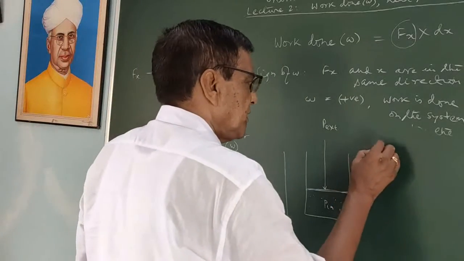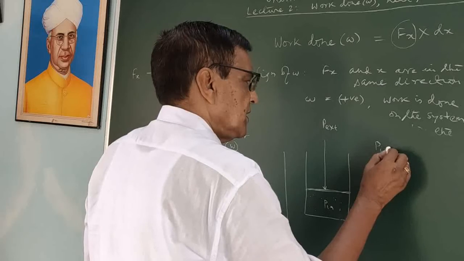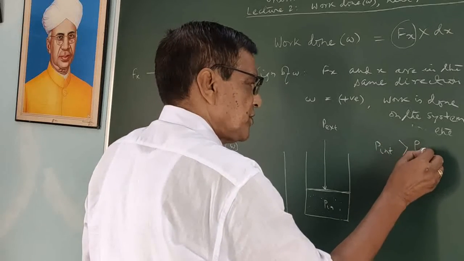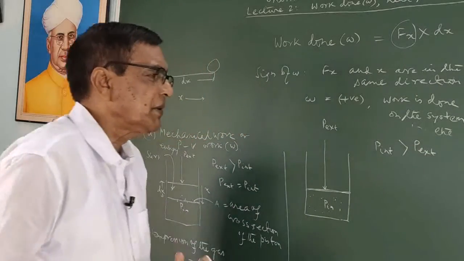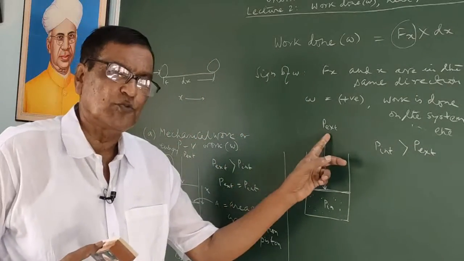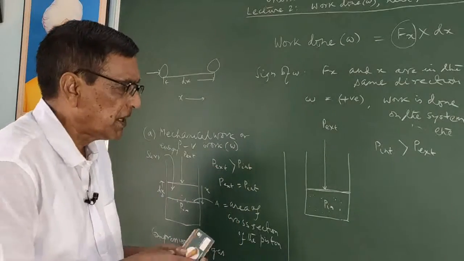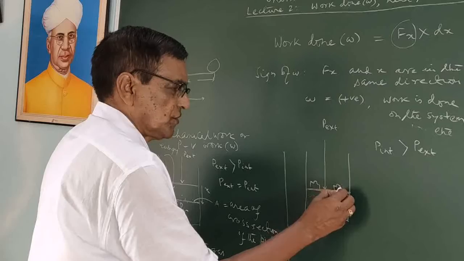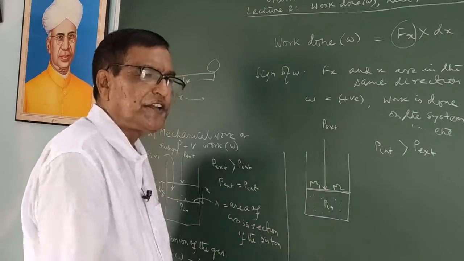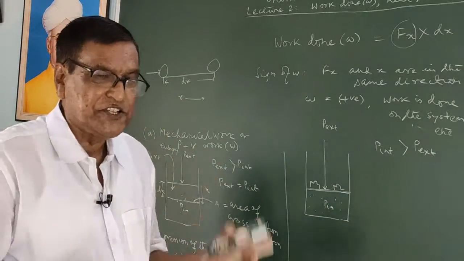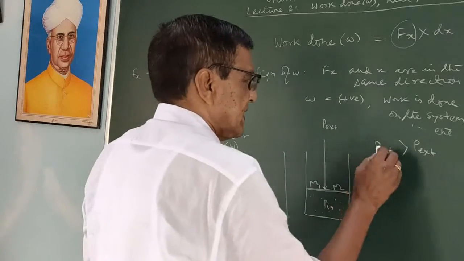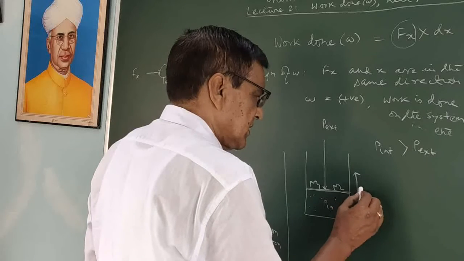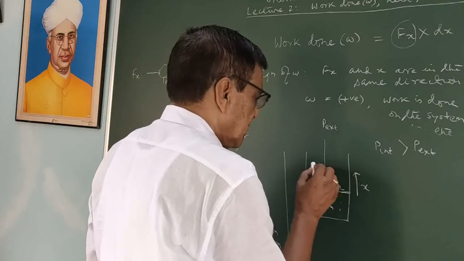If the internal pressure is greater than the external pressure, it is to be remembered that the external pressure we can only change by applying weight on this piston. It is not the internal pressure that we can change. So in this case, internal pressure is greater, so the piston will move in this direction. Displacement will be there.